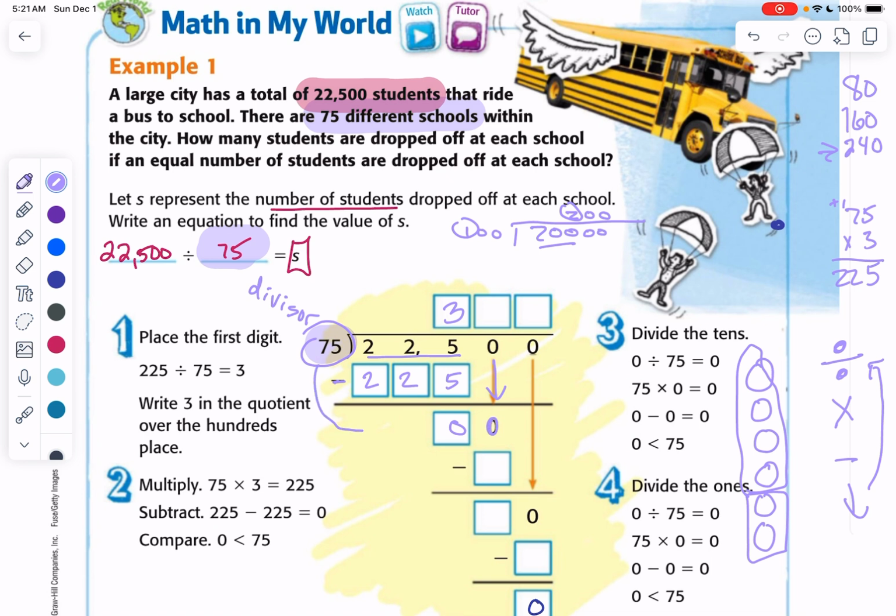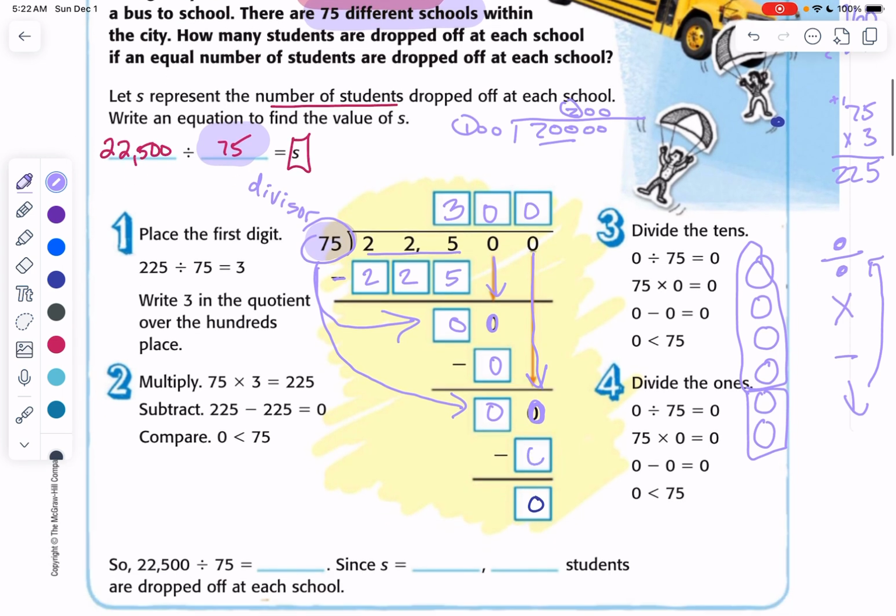And then how many groups of 75 can we make out of nothing? None. So we're going to put that 0 up there above the digit that we brought down to indicate we couldn't make any groups. And then we'll multiply 0 times 75 is 0 and subtract, bring down our last 0. And how many groups of 75 can we make out of nothing? None. So we put that 0 above the digit we just brought down. And then, of course, 0 times 75 is 0. And 0 take away 0 is 0.